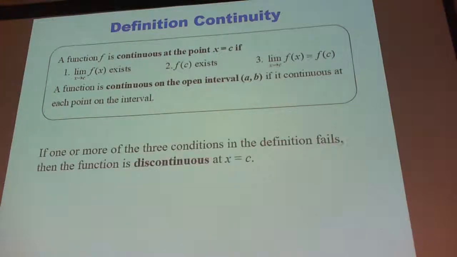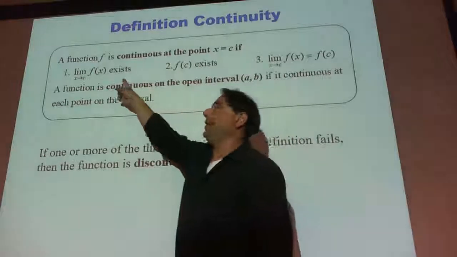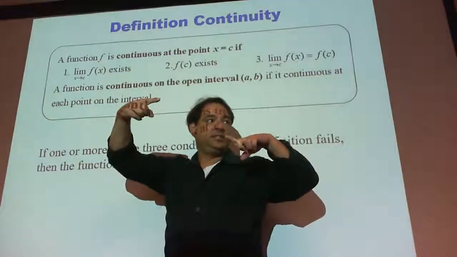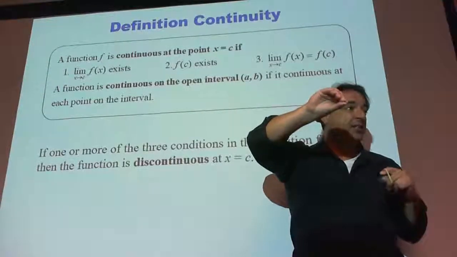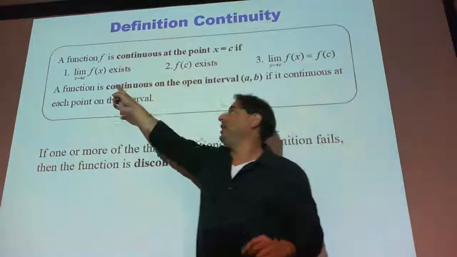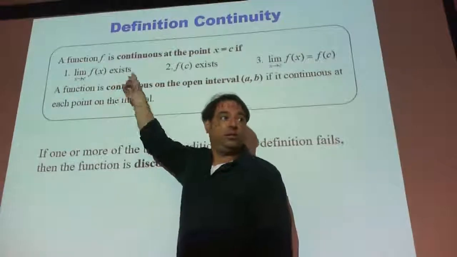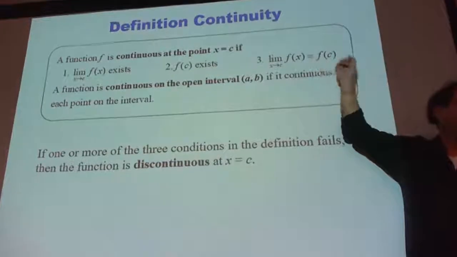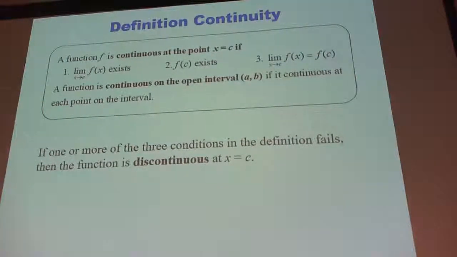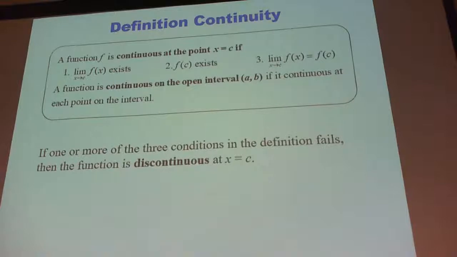Question? So 1, 2, or 3. Here, the limit has to exist. Both sides, it's going to a number. At 2, you can plug in a number and you get an answer. And those 2 match. The limit from the left and the right are approaching 4. When you plug in the number, you get 4. That side equals that side. 4 equals 4. Okay? And if one or more of the conditions fails, then it's discontinuous.